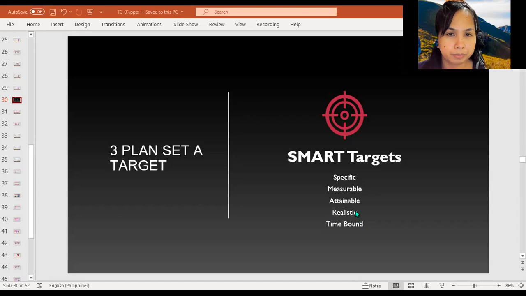Okay. And then next is targets must also be time bound. In other words, you must state when we hope to reach the goal or target in question. And this is extremely important as it creates a sense of urgency and commitment.